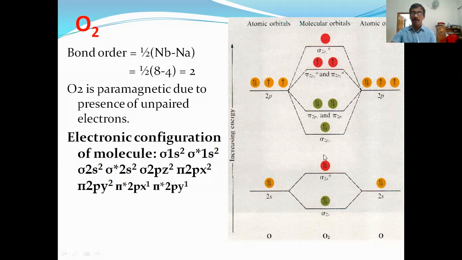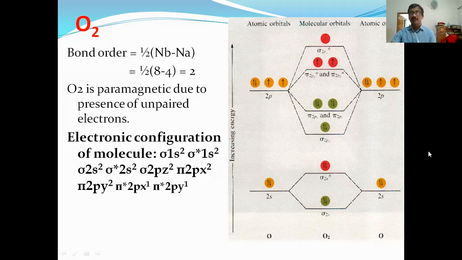And what is the bond order? The green orbitals represent bonding molecular orbitals. 2, 4, 6, 8. Antibonding: 2, 4. Bond order is half into 8 minus 4, equal to 2. Now what is the electronic configuration? Sigma 1s2, sigma star 1s2, sigma 2s2, sigma star 2s2, sigma 2pz2, pi 2px2, pi 2py2, pi star 2px1, pi star 2py1. Here you can see it.